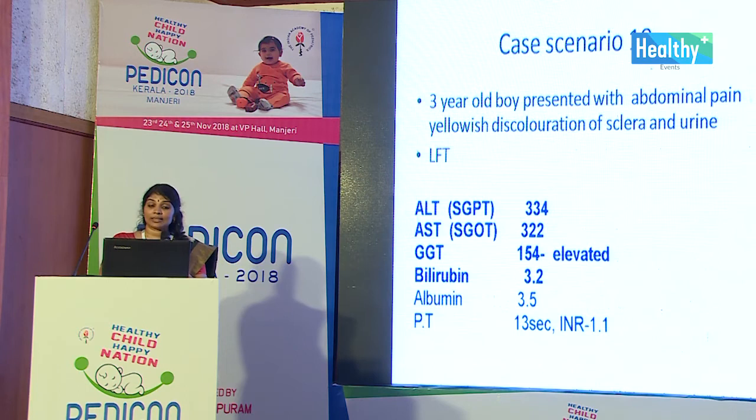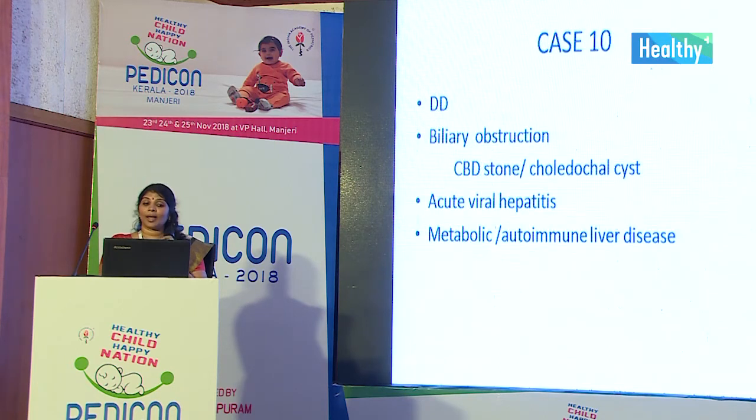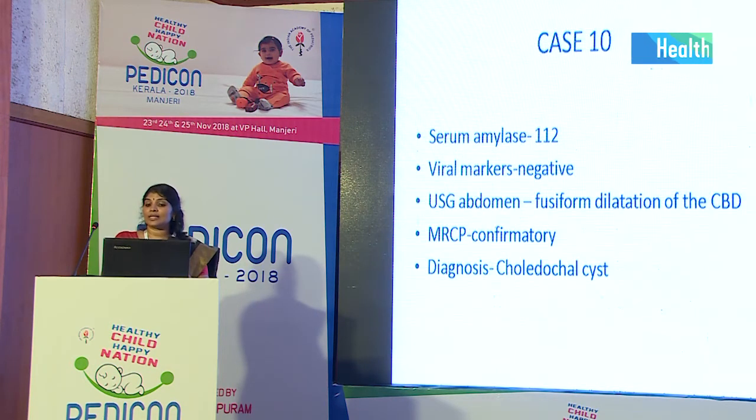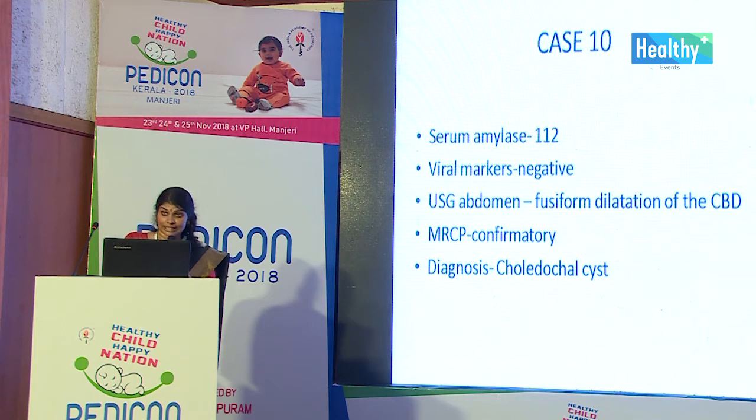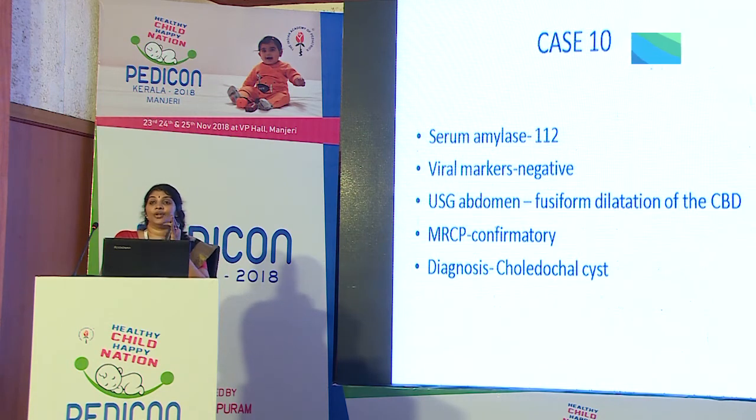The 10th one is a small child with again the same features like abdominal pain and jaundice. No features of cholangitis as such, but the LFT is showing an obstructive pattern. And again, it could be a CBD stone or a choledochal cyst, as well as the other possibilities are lower down on the cards. Amylase slightly elevated, and USG was showing a fusiform dilatation of the CBD, and MRCP was corroborative for a choledochal cyst. So it's a smaller child, no typical triad with a choledochal cyst.